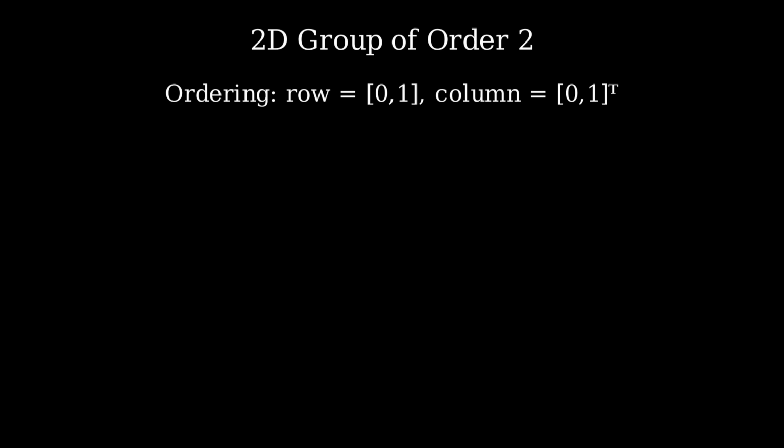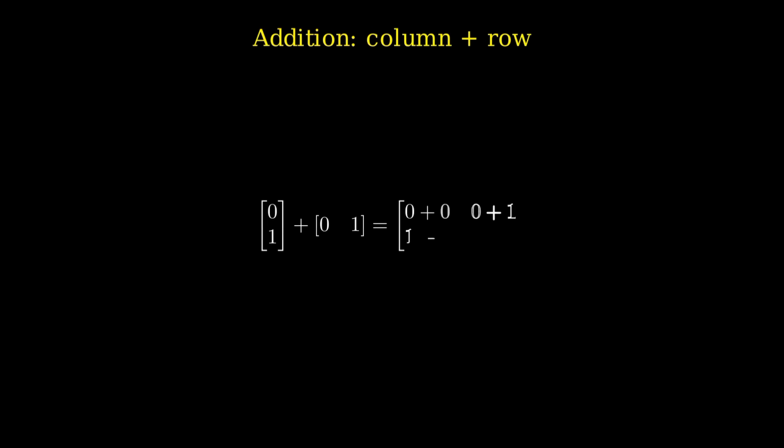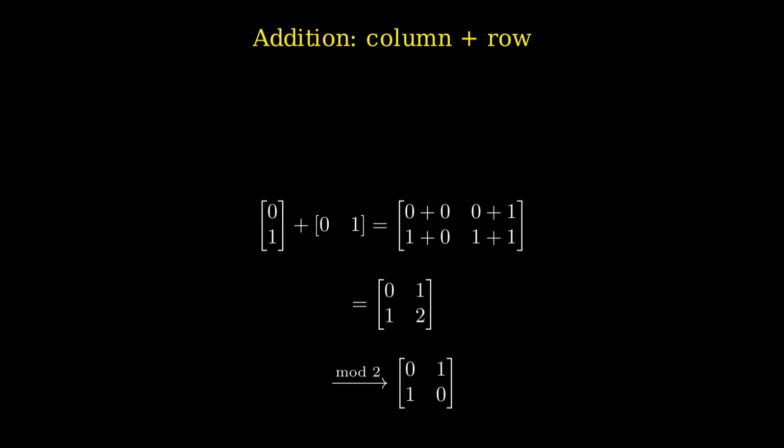2D group of order 2. We choose an ordering, row equals [0, 1], and column equals [0, 1] transpose. Our row vector is [0, 1]. Our column vector is [0, 1], written vertically. Now for the addition, column plus row. We take the column vector and add it to the row vector element-wise. 0 plus 0 equals 0, 0 plus 1 equals 1, 1 plus 0 equals 1, and 1 plus 1 equals 2. This gives us the matrix with entries 0, 1, 1, 2. Applying mod 2, we get our final matrix [0, 1; 1, 0].